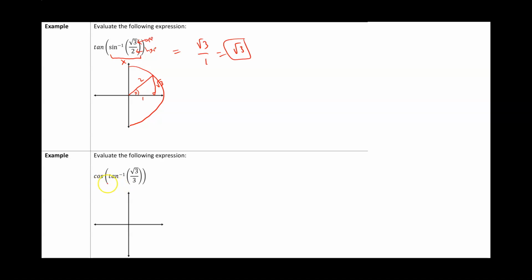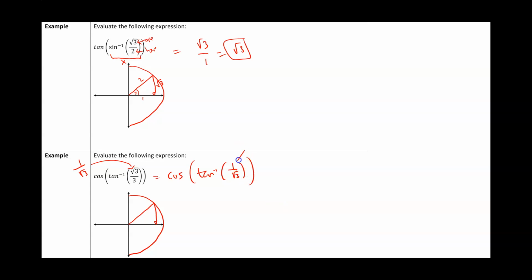Next, we have cosine of inverse tangent of radical 3 over 3. So once again, we have our tangent, which is going to be either in quadrants 1 or 4. Because it's positive, it'll be in quadrant 1. But remember, if it was negative, it would be in quadrant 4. So here's my triangle. Radical 3 over 3, we have to rewrite that as 1 over radical 3. So this is going to be the cosine of the inverse tangent of 1 over radical 3.